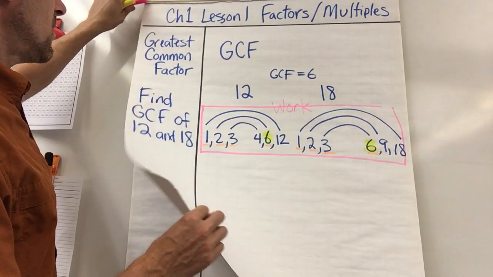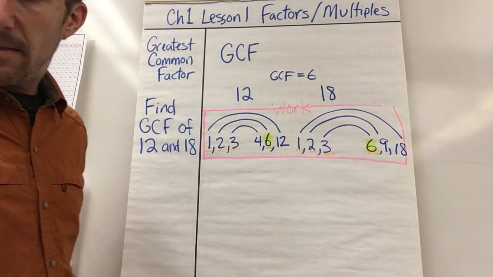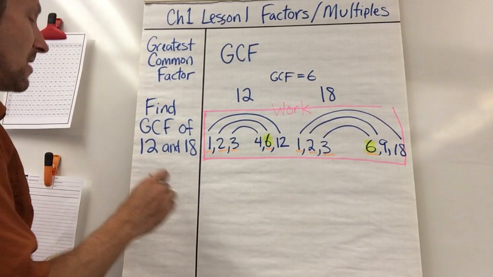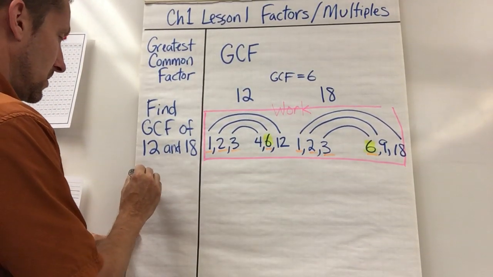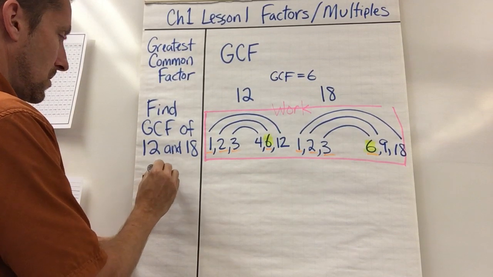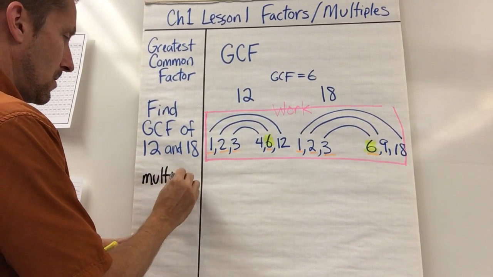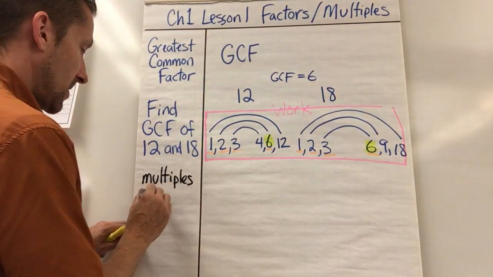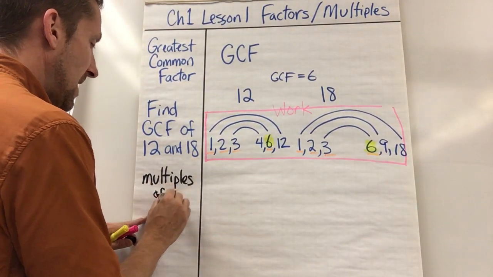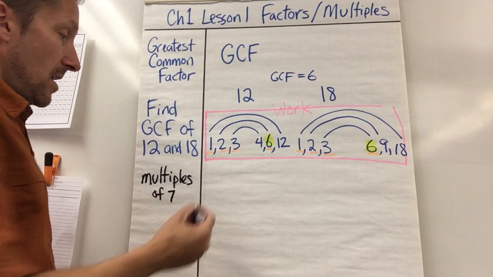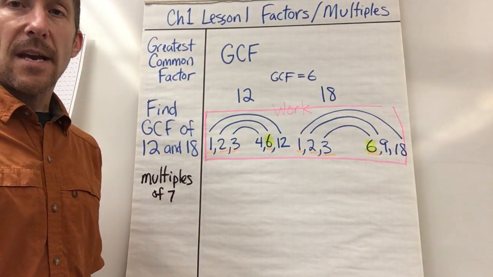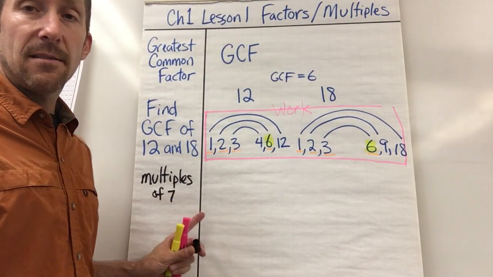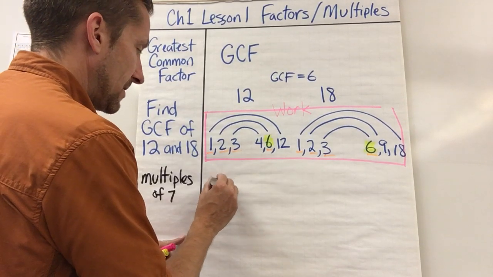I'm going to go to a new, I think I can fit it on this. Next thing we're going to talk about are multiples. And I'm going to use an example. What are the multiples of 7? Multiples are the same thing as skip counting. If I skip count by 7s, or really what's happening is this.